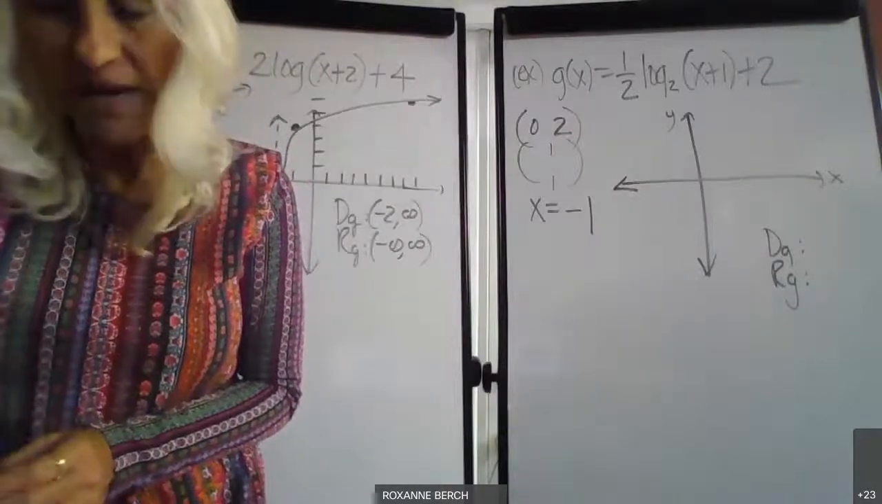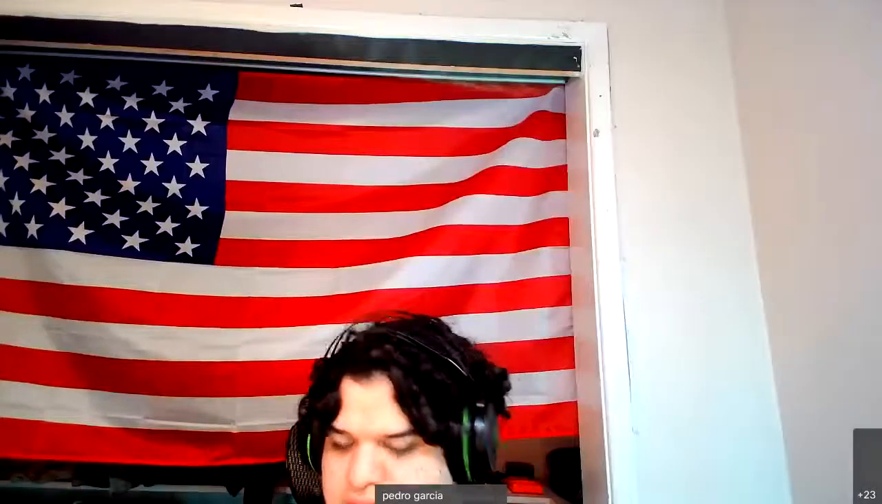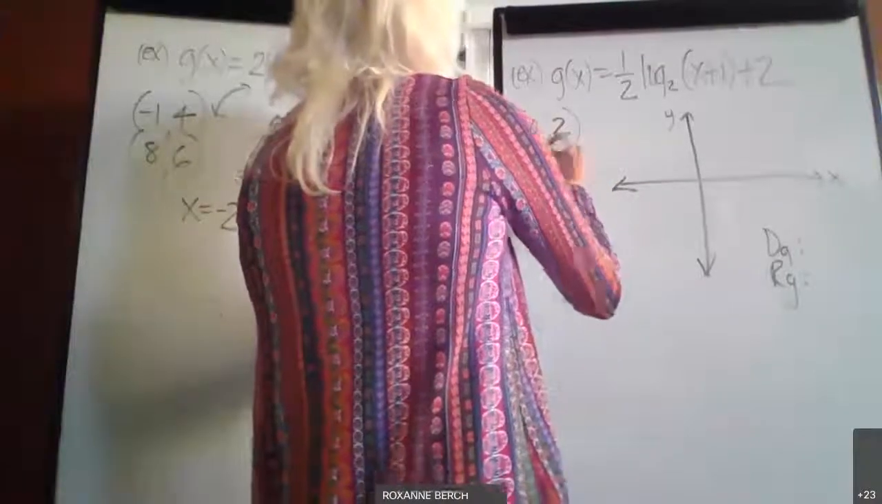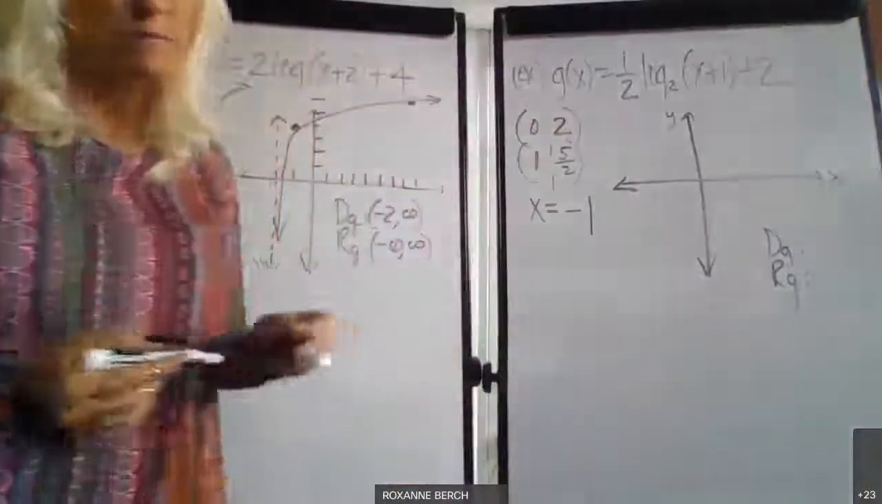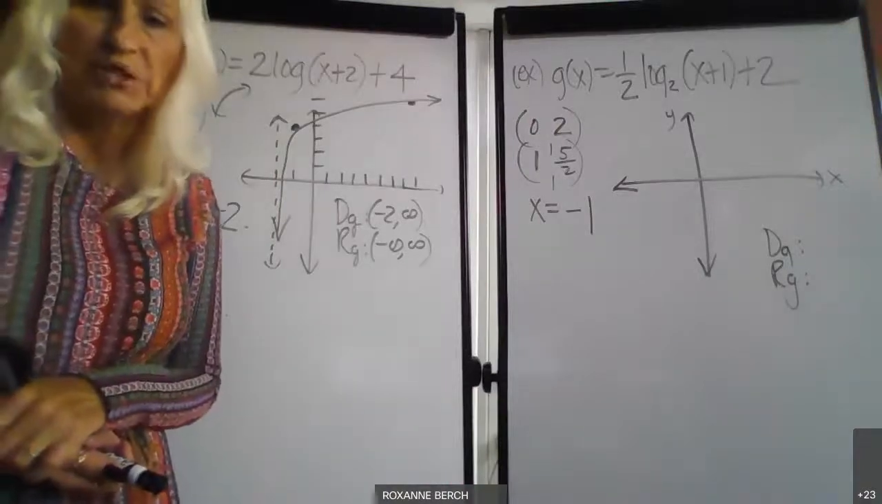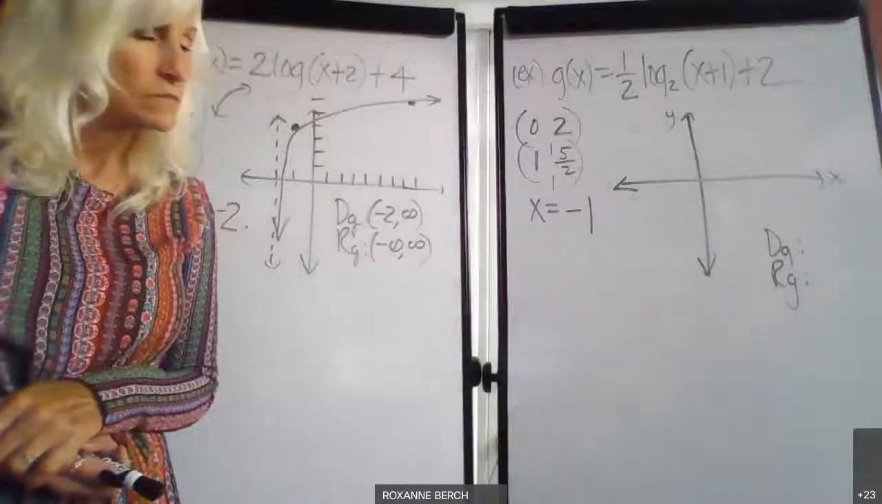Did anybody find my mistake? Is it 1, comma 5/2? Yes. Okay, 1 and 5/2, which is 2.5. Did everybody get that, or do you need me to do it? I got that too. The rest of you, are you okay?